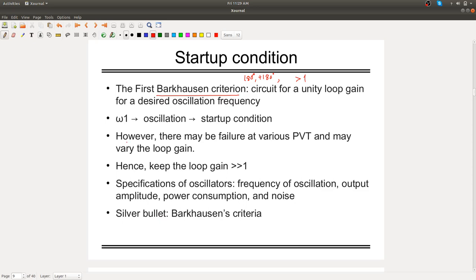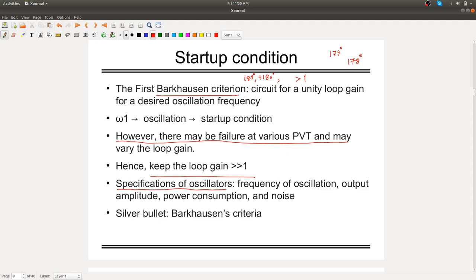One more thing we should understand, always remember, you should not design a system which is going to give you exactly 180 degree phase shift. It might give you 179 or 178 for different PVT, and it will not oscillate. Even for just 1 or 2 degrees off, it will not oscillate. So we have to make it a little bit higher than that, maybe 190, 200, 210 degrees, so that it will oscillate for sure. And similarly, keep the loop gain much higher than 1. Not exactly 1, let's make it a little bit higher than 1 so that it will oscillate for sure.